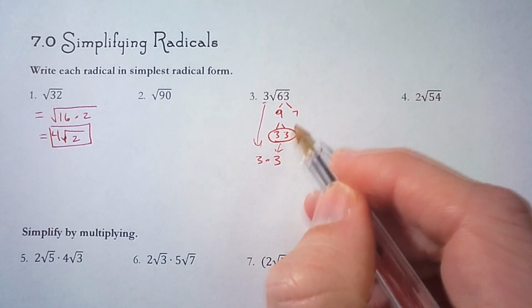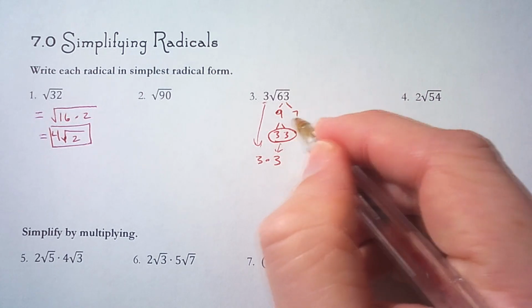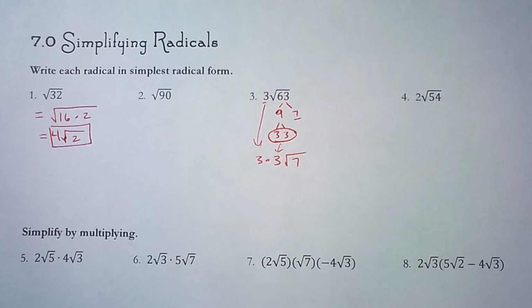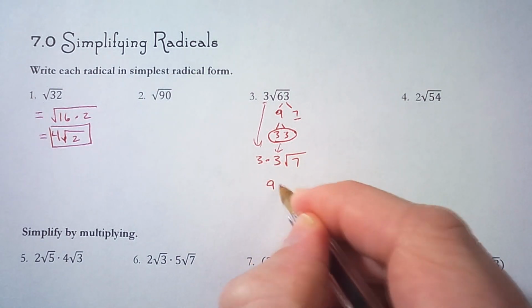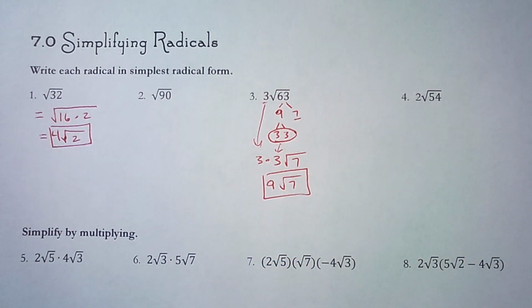Okay, now we're only looking at the ends of the branches of this factor tree, and there's a 7 left over at the end of this branch. That 7 stays inside the radical. So I have 3 times 3 outside, which is 9, and then I have a 7 inside, so it's 9 times the square root of 7.